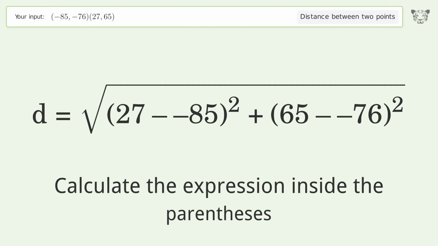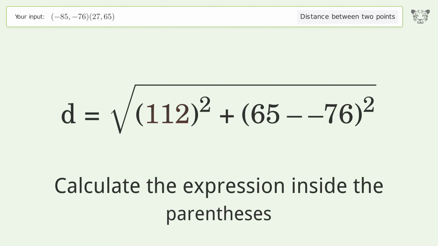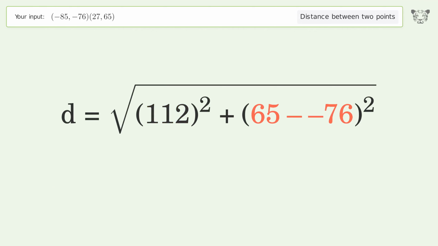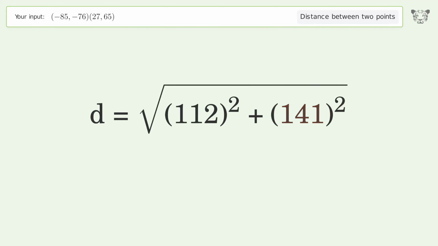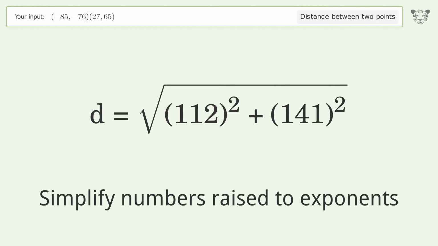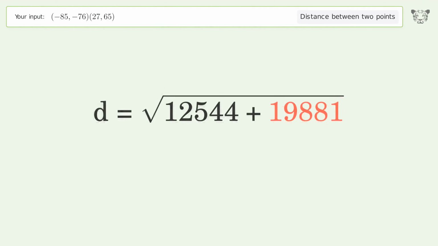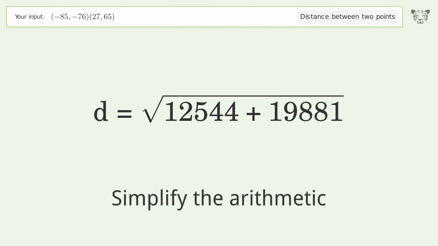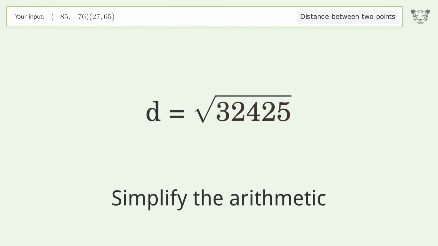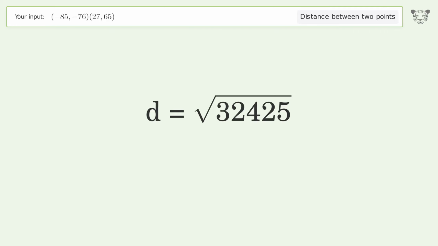Calculate the expression inside the parentheses. Simplify numbers raised to exponents. Simplify the arithmetic. And so the distance between the 2 points is the square root of 32,425, or 180.069.